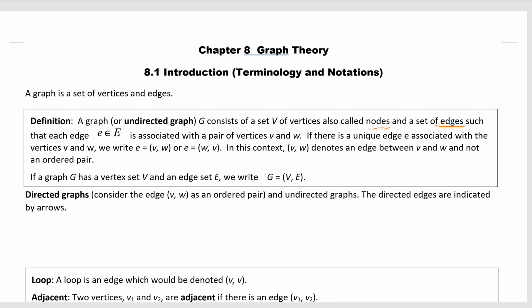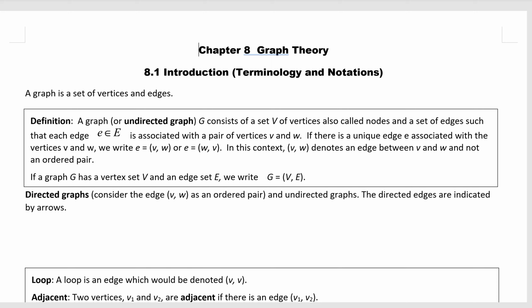So we have seen graphs before. Do you remember in Chapter 3 when we talked about relations? We can have some directed graph. We have the vertices be the elements, and then for the relations from A to B, we can draw a directed edge between them. So directed graphs consider the edge VW as an ordered pair. And on directed graphs, the directed edges are indicated by arrows.